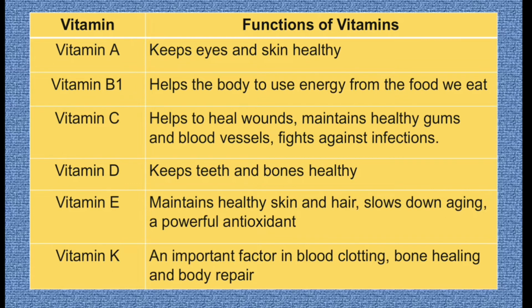Vitamin D, if I am talking about, it keeps our teeth and bones healthy. To keep our teeth and bones healthy, we need to get proper amount of vitamin D. If I am talking about the vitamin E, it maintains healthy skin and hair. It also slows down aging. It is a powerful antioxidant, means the aging process will be getting slow if we will take good intake of the vitamin E.